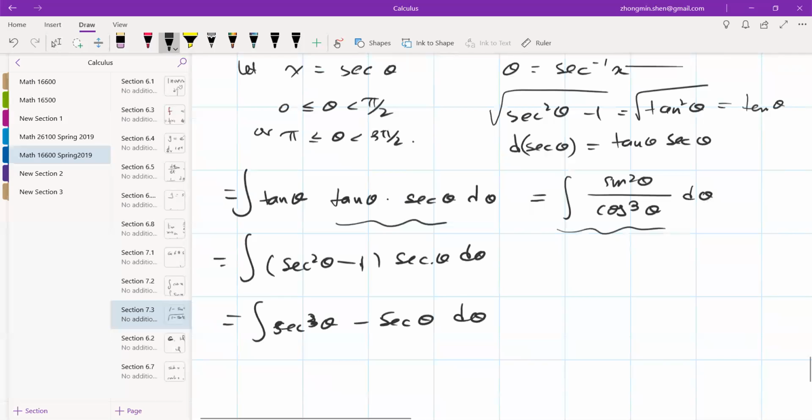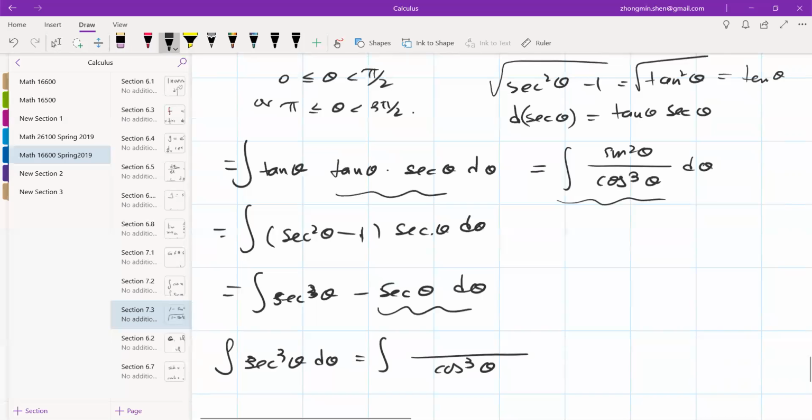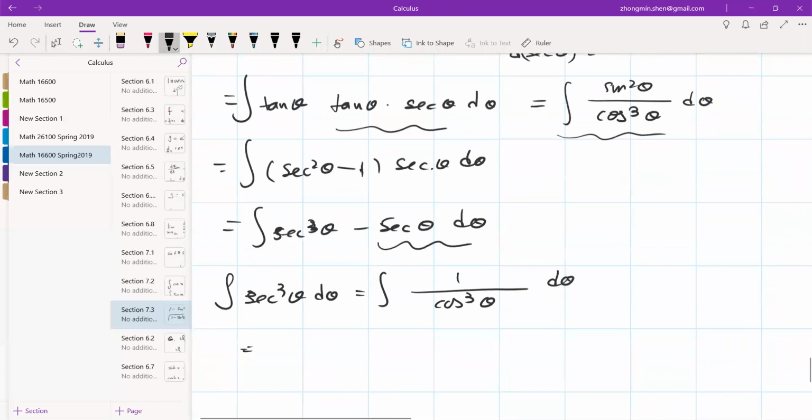Now, it can be evaluated, but it's pretty complicated. The idea is we don't have a formula there. You already know how to do the other one, which is already given. So the question is how to evaluate this, and you apply the same trick. What you do is multiply the numerator and denominator by cosine theta.